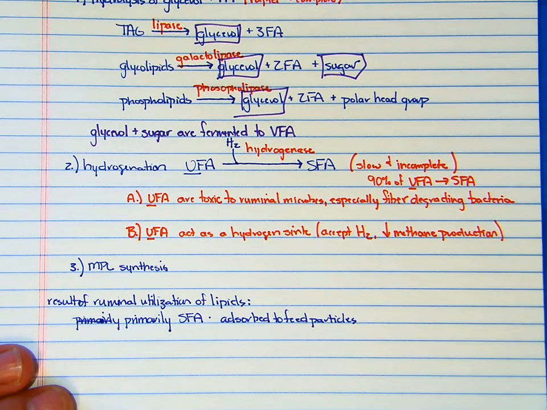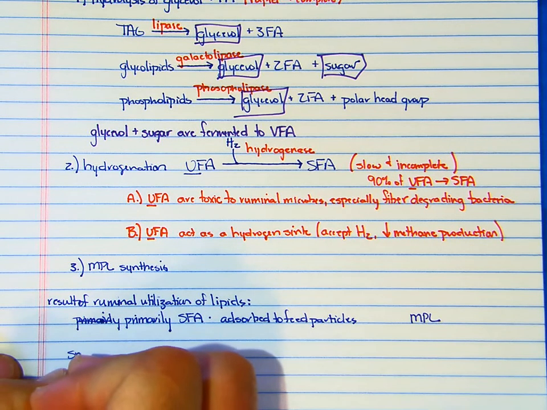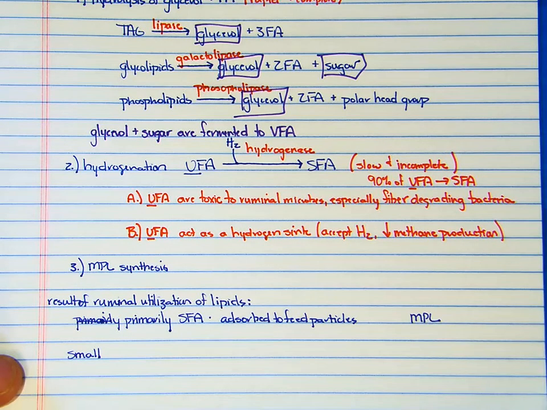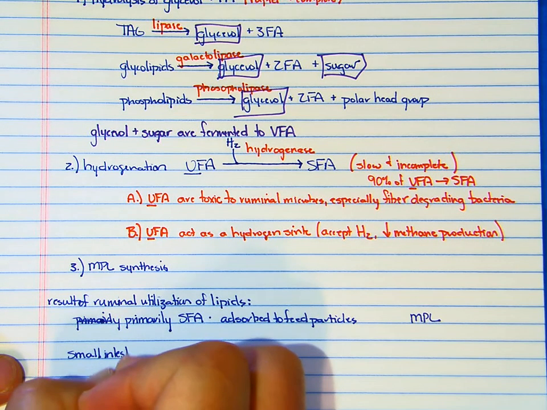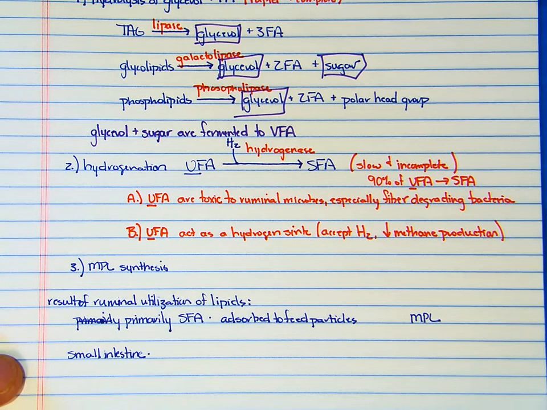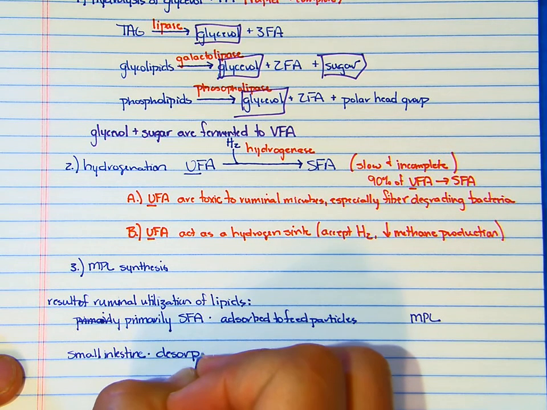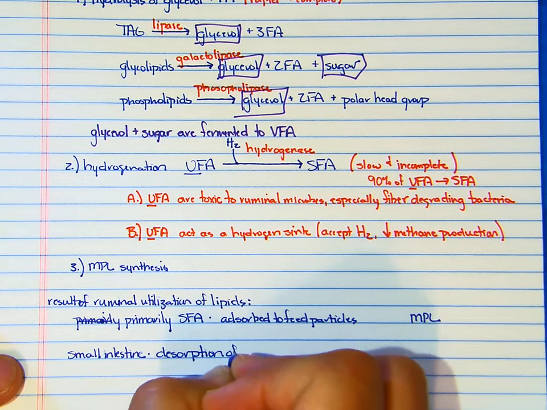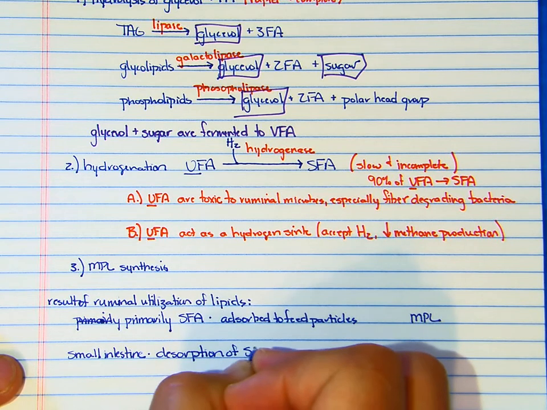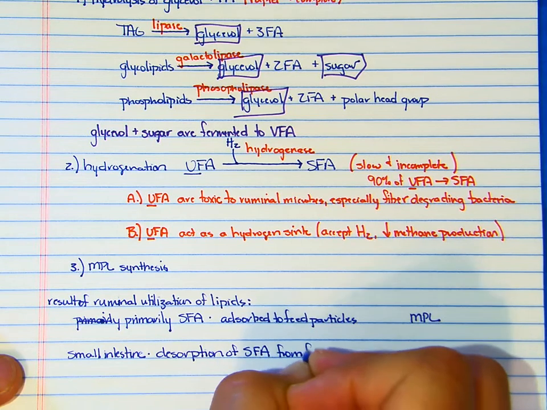The other thing we have is microbial phospholipid. Okay? So this microbial phospholipid and the saturated fatty acids are going to move out of the reticulorumen, go to the abomasum, and then to the small intestine. Okay? In the small intestine, we have desorption. Desorption of saturated fatty acids from feed particles.